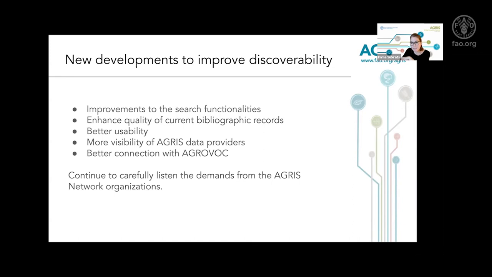It's simply that the metadata that we are getting is not rich enough to help us to do other types of filters or other types of features on the website to make it more interesting. So this is something that we need to work on. And as I said before, I liked very much that some of our colleagues attending this conference today mentioned this element of quality. Also better usability, always more visibility, and better connection with AGROVOC.